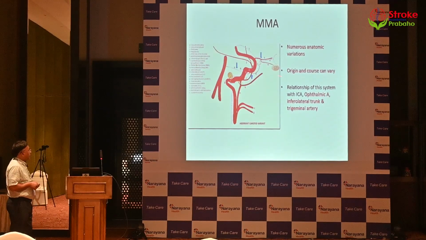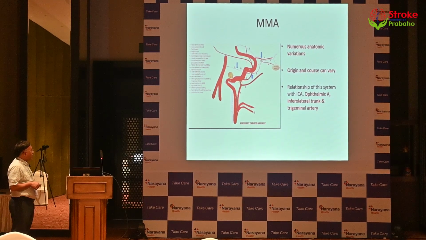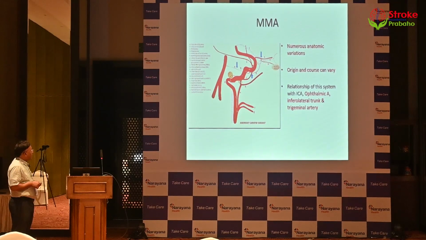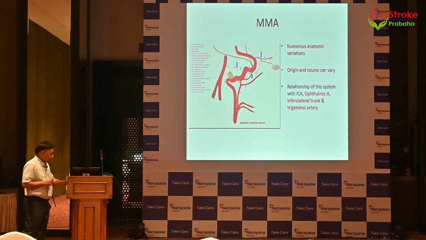The middle meningeal artery has various anatomic variations. Origin and course may vary, and its relation to the ICA is very important, because it has connections with the ophthalmic artery, inferior trunk, and the trigeminal artery. So this is the middle meningeal artery. Here it has a connection with the ophthalmic artery, a connection with the inferior trunk, and a connection with the trigeminal artery system.